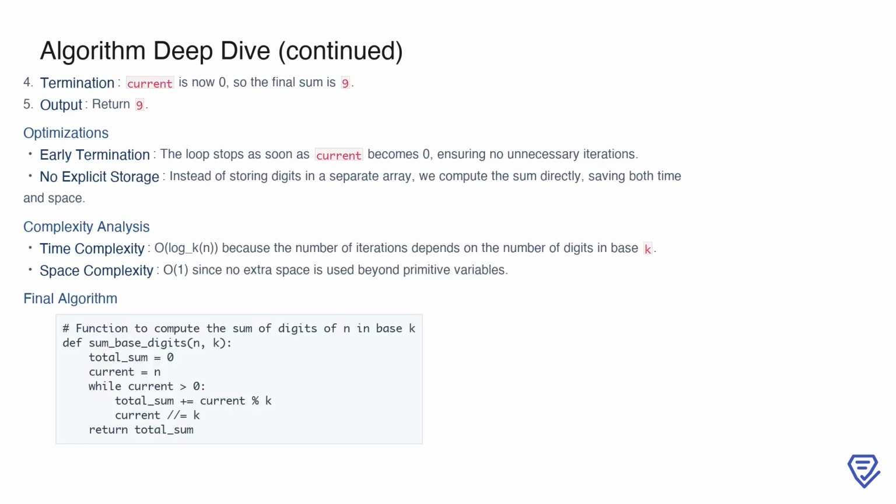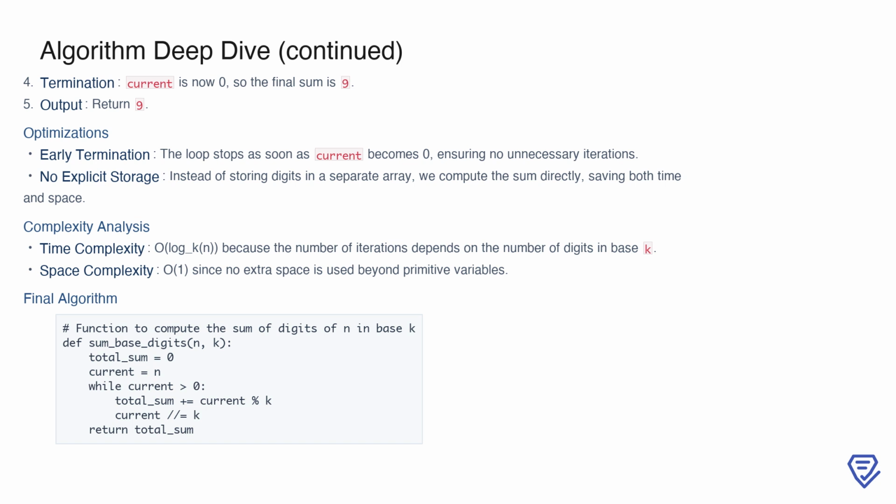At this point, since current is 0, the algorithm terminates, and we return the total_sum, which in this example is 9. This example illustrates how the algorithm efficiently computes the sum of digits in base K without needing additional storage. We can also optimize the process further by leveraging the early termination condition. The loop exits as soon as current becomes 0, ensuring no unnecessary iterations. Additionally, the algorithm avoids explicitly storing the digits, further reducing memory usage.